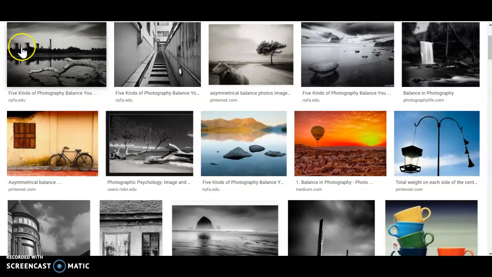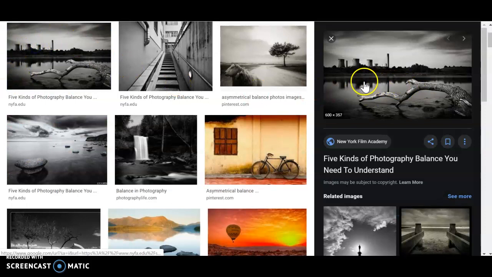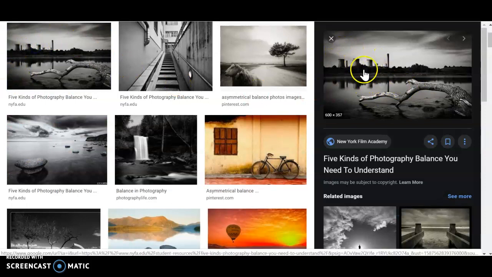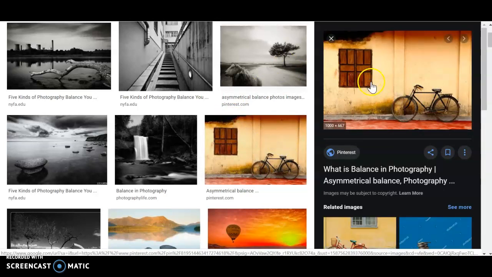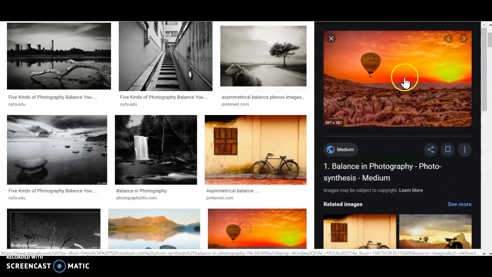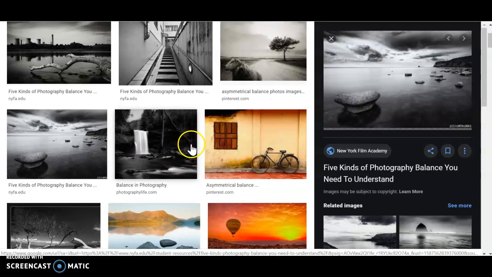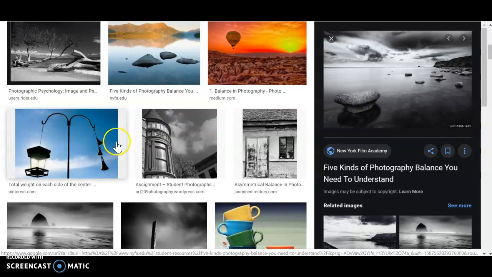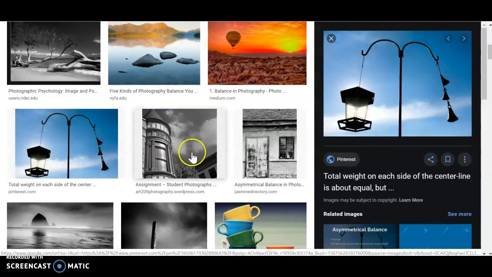So looking at some of these photos, asymmetry: these columns in the background are balanced with this log in the foreground. Bike, window, not the same, but they balance. Balloons, sunset or sunrise, sunshine, balances. Take a look at some of these asymmetric balance photos in the world here.